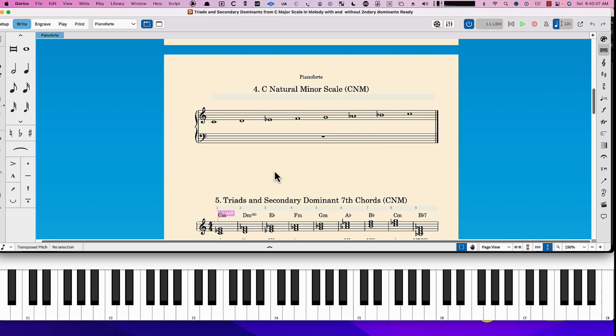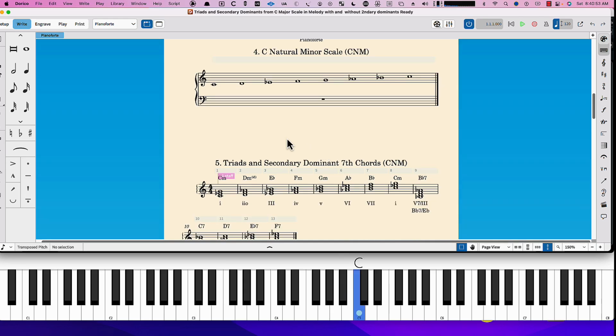So the melody that we looked at, before we get there, let's just take a look at the C natural minor scale really quick. And then the triads formed by that, because we have 3 flats in the C minor scale. We have C minor, the 2 chord is diminished, the 3 chord is major, the 4th chord is minor, the 5th chord is minor, 6th chord is major, 7th chord is major, and then we're back to our tonic chord.